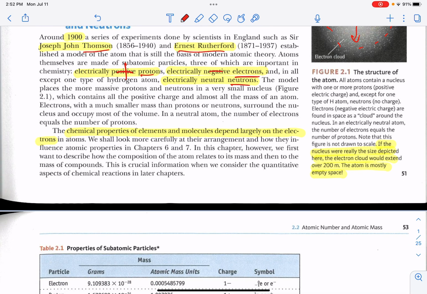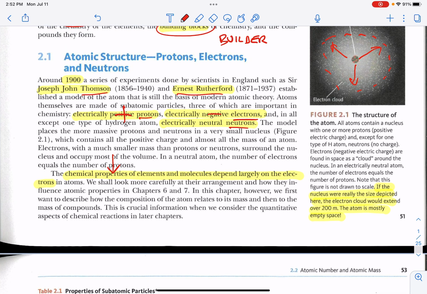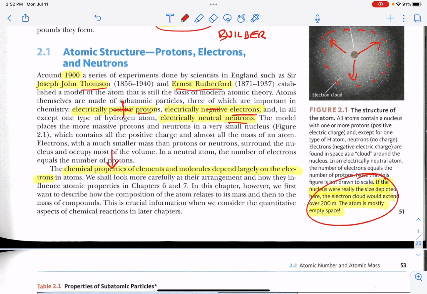Now, the different combinations of these particles help us to understand the properties that the different elements have. By the way, this picture over here is also not really to scale. You can see that if the nucleus were really the size depicted here, the electron cloud would extend over 200 meters. That would be 2 football fields away. Another way of thinking about it is if you had a marble and you put it at second base at Busch Stadium to represent the nucleus, the nearest electron would be in the bleacher seats, which these days I don't even know if I could afford a bleacher seat.